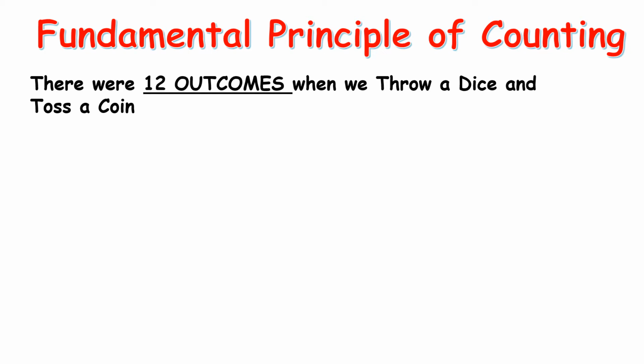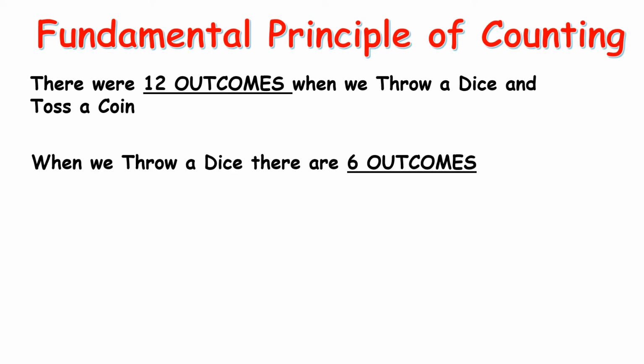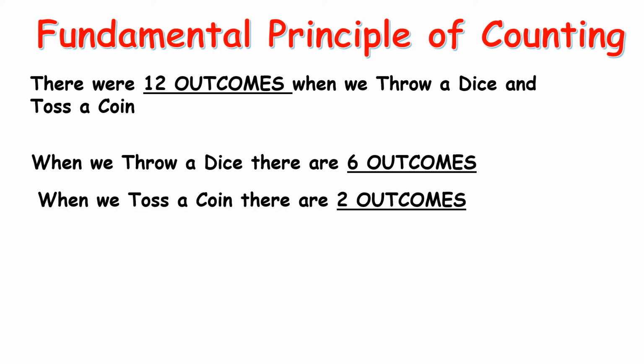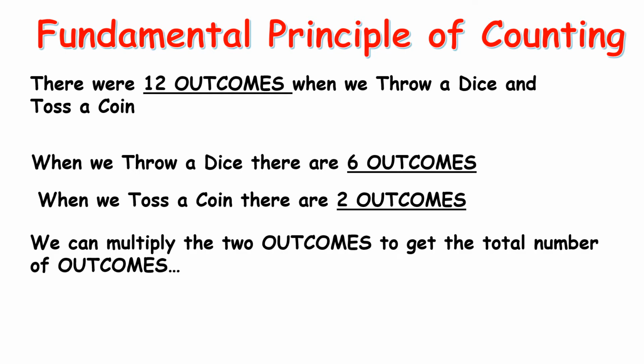So there are 12 outcomes to throw a dice and toss a coin, and we had 6 outcomes for a dice, 2 outcomes for a coin, so hopefully you figured it out. How do we get to 12? It is simply multiplying. What the fundamental principle of counting means is that we multiply the number of outcomes to get the total number of outcomes for the 2 events. So there are a total of 12 outcomes.